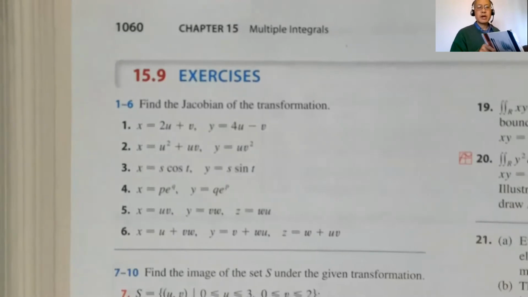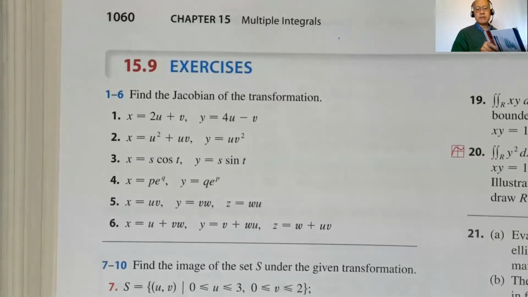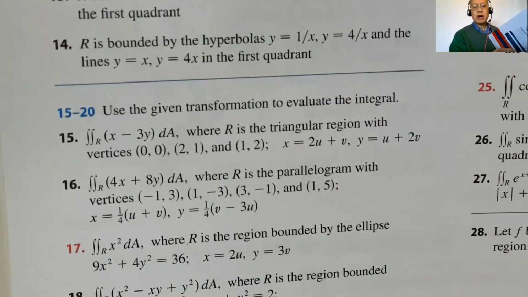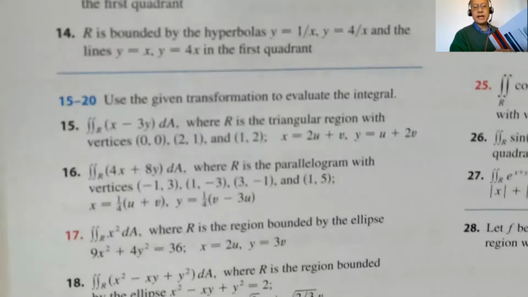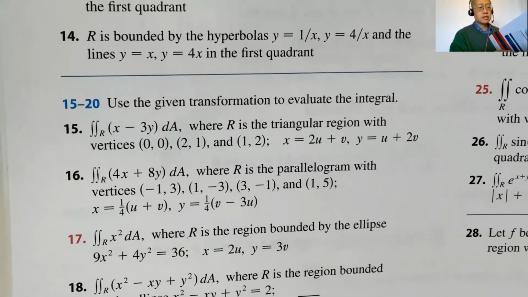Okay, so 15.9, page 1060. There were not that many problems. Finding a Jacobian is pretty straightforward. The transformation problems can get pretty bad. And then doing a problem all the way through from start to end can get really, really bad. So I try to do as much of that as possible.